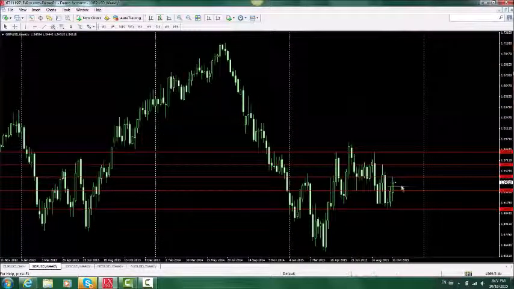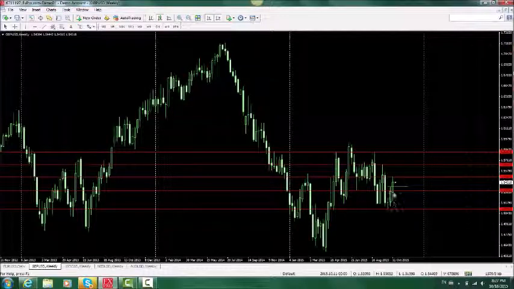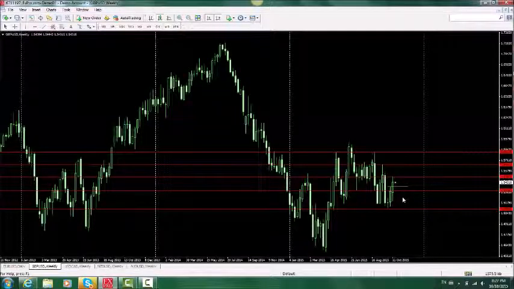Looking at the pound US dollar here, this is the weekly chart, and as we can see, the candle here is a lot more bullish than what we saw on the euro. So based on the weekly candle for the British pound, we are looking at a bullish to neutral bias for the British pound.